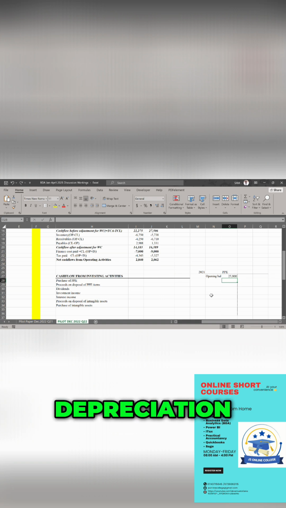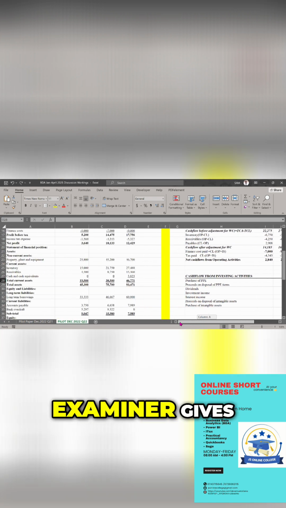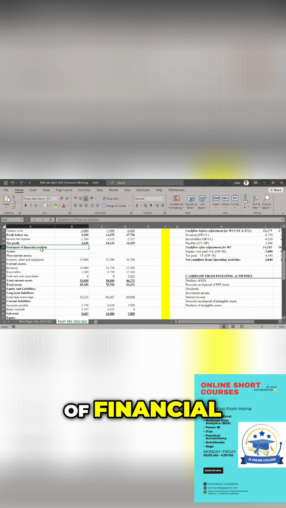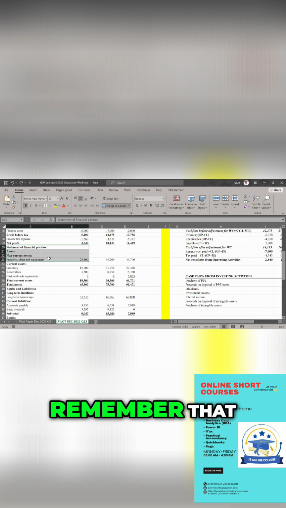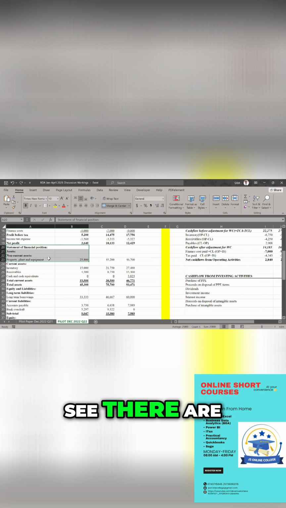I'm talking about depreciation because the figures that we get in the statement of financial position are at net book value. They are not at cost, unless the examiner gives you a trial balance. But if you come across a statement of financial position, you should remember that the values you see there are at net book value. They are not at cost.